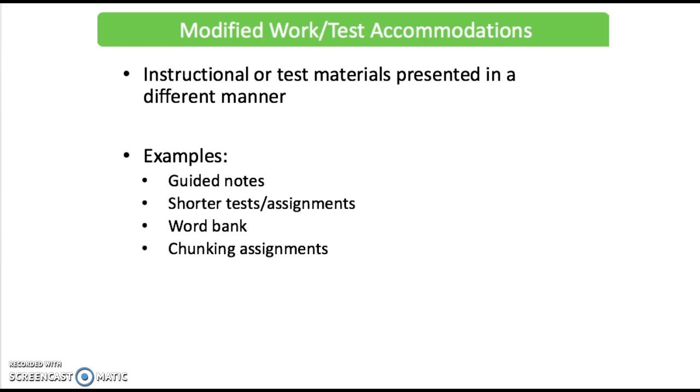Chunking occurs when students are given portions of the assignment at a time. So if you are giving a 3-part assignment, you would give the student the first part, check for understanding, the second part, check for understanding, and then the third part. If the student has chunked assignments, you would not give them the entire assignment all together for them to do at once.